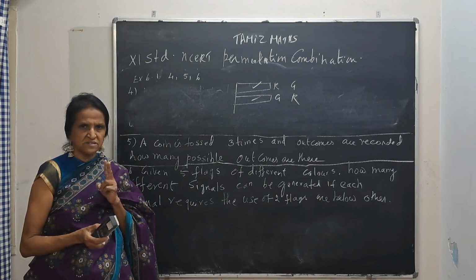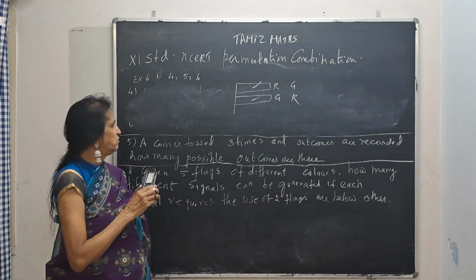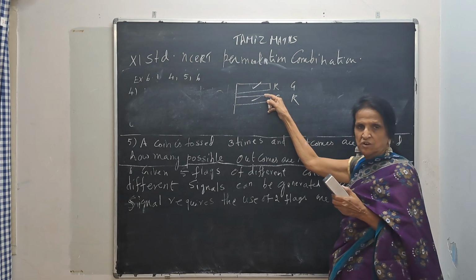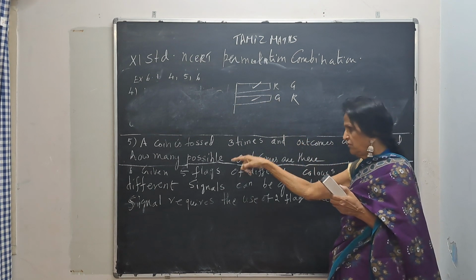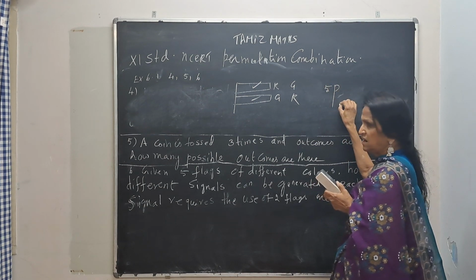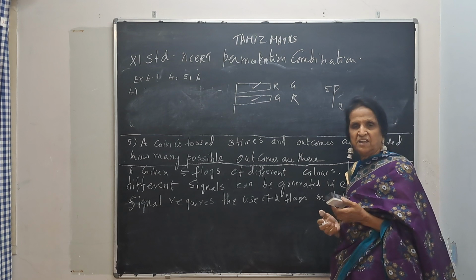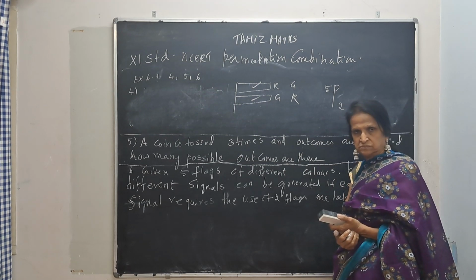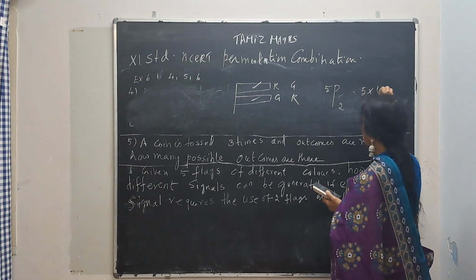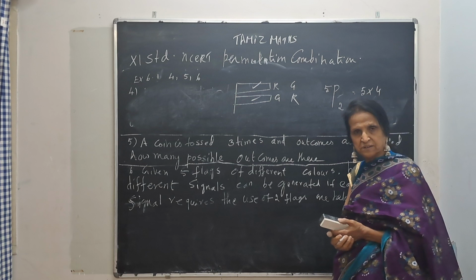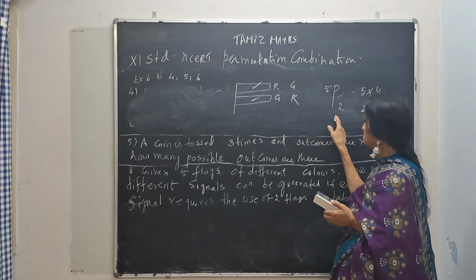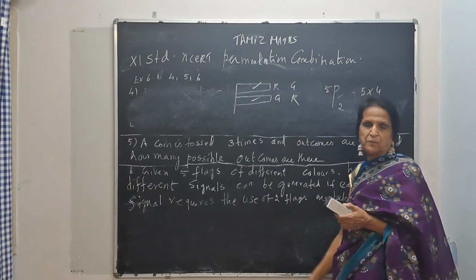So out of 5 flags of different colors, you need 2 flags. So it is a permutation of 2 different things from 5 different things. So it is 5P2. Got it? What is that? 5 into 4. That is 20. I hope you got it. There are 5 different flags. So this is the answer for this question. So these 3 problems are over.